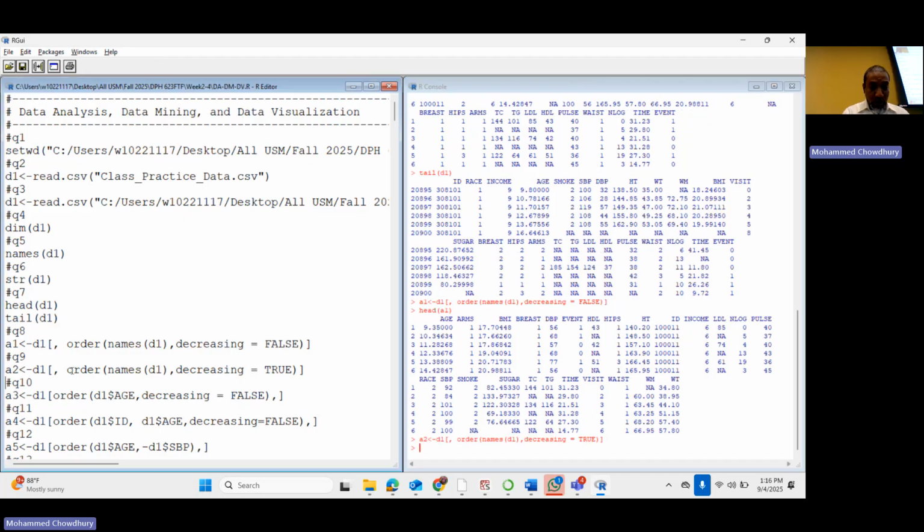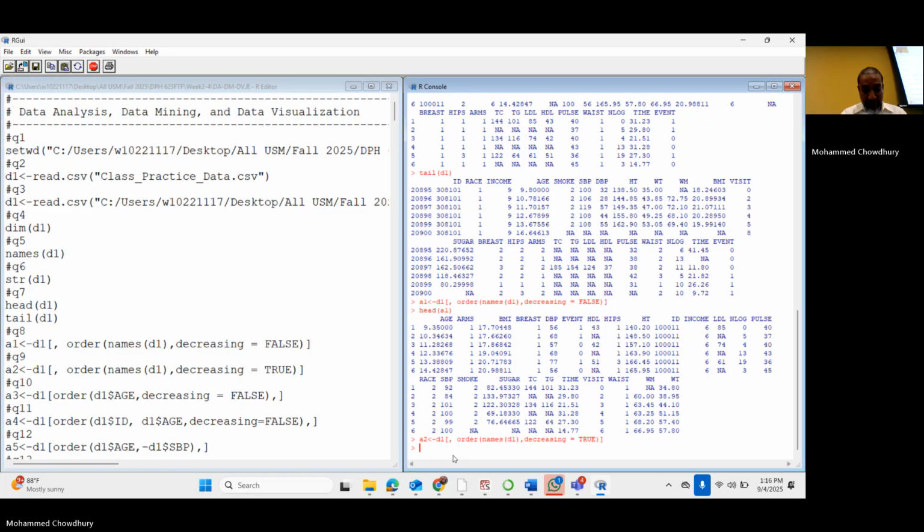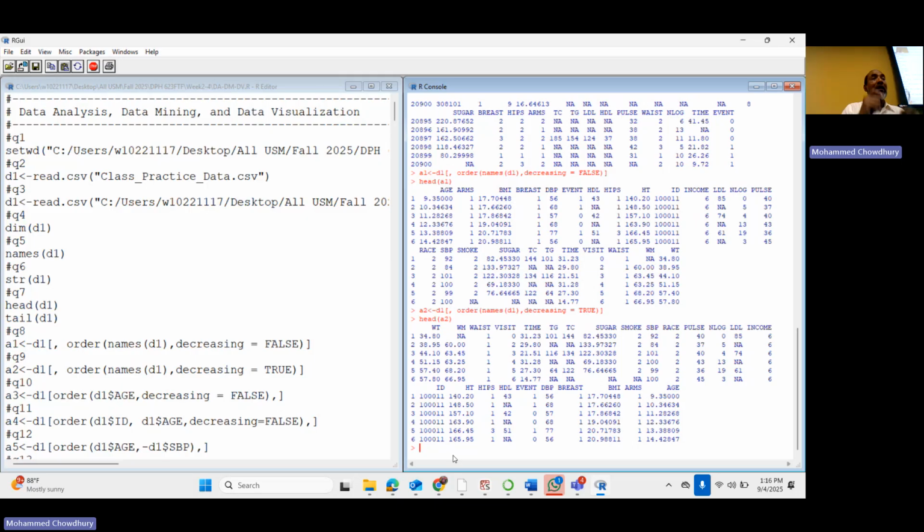Alphabetically descending order can be done when I write here decreasing equal to true. So now go to the next one. And then if I write here head A2, you will see it is now in decreasing order. Understand? So what you learn is, if you have a lot of variables and you run this line of code, it will be easier for you to find your variables by alphabetical order. So problems number 8 and 9 are telling you how to order the columns by alphabetical order.